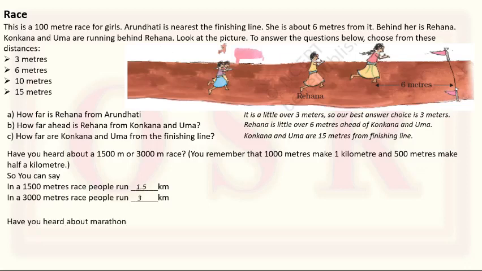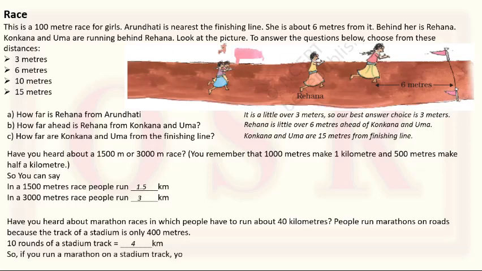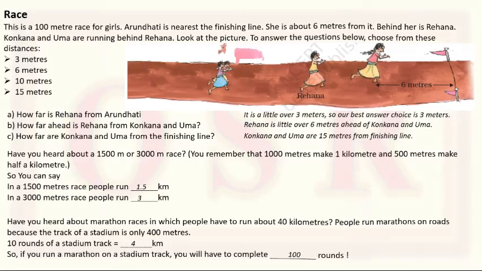Have you heard about marathon races in which people have to run about 40 kilometers? People run marathons on roads because the track of a stadium is only 400 meters. 10 rounds of a stadium track is how many kilometers then? 400 into 10, that is 4 kilometers. So if you run a marathon on a stadium track, you will have to complete how many rounds? Yes, guys, 100 rounds.